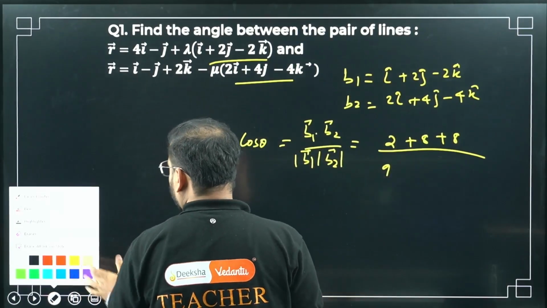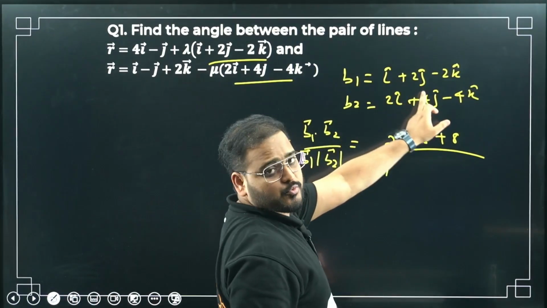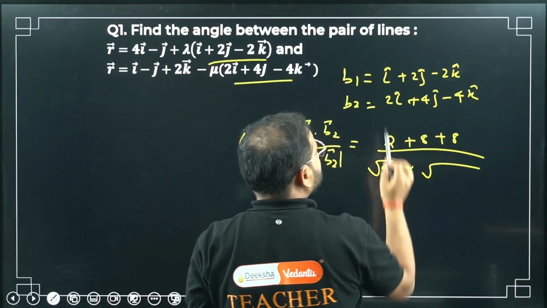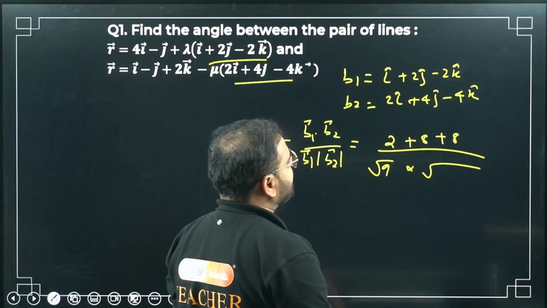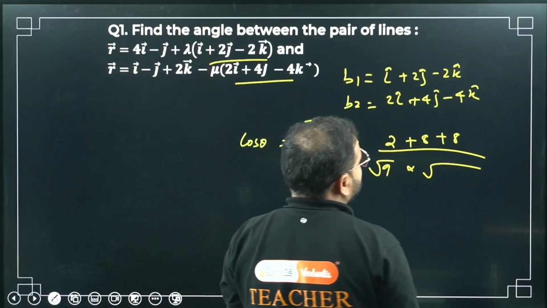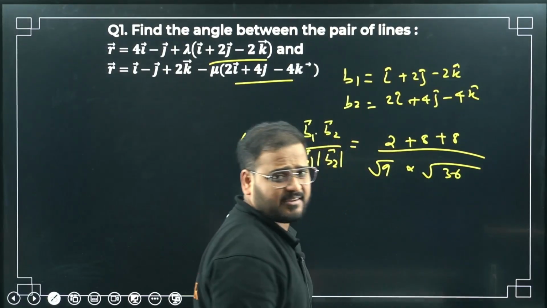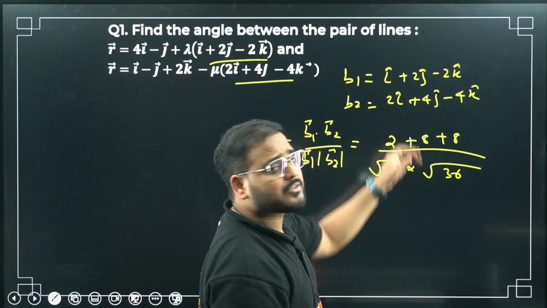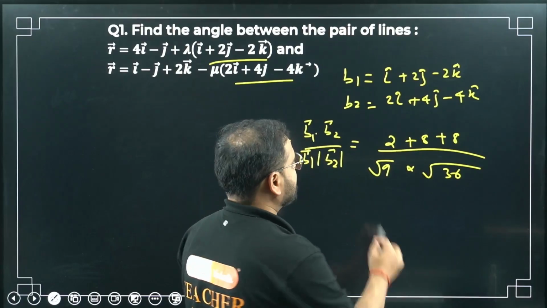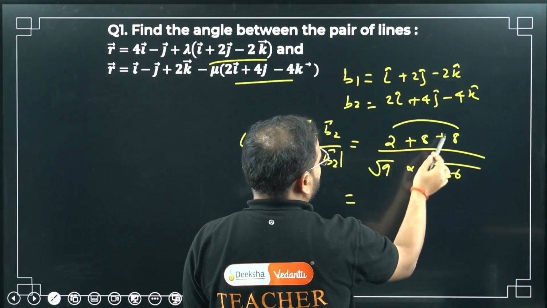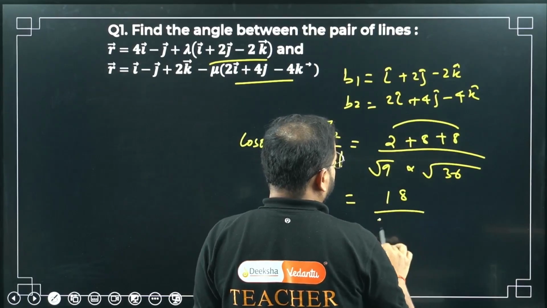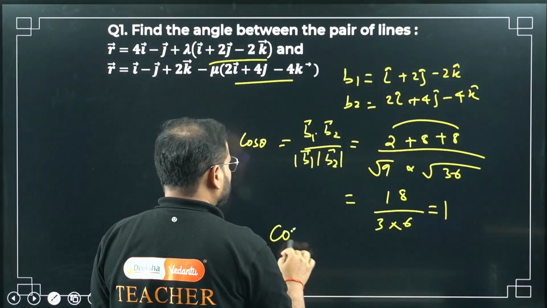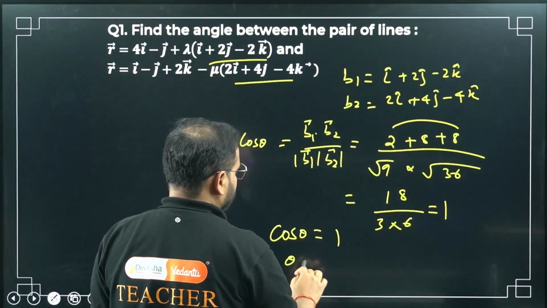Root 9: 1 square plus 2 square plus minus 2 square. How much is that? 9 only. Times 2 square is 4, 4 plus 4 square, 16, plus 4 is 20, and plus 4 square is again 16. So 4 square is 16, 4 square is 16, so 32 plus 2 square, so 4. So 32 plus 4 is 36. Simplify here: 8 plus 2, 10 plus 8, 18 upon 3 into 6. 18 again. So 1. What I'm getting is cos theta is 1, which means theta is 0 degree.